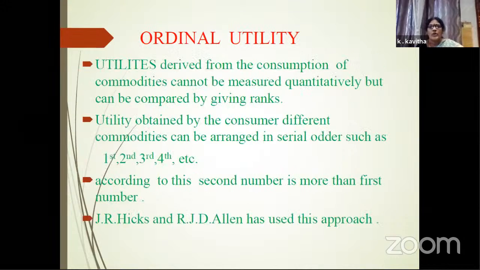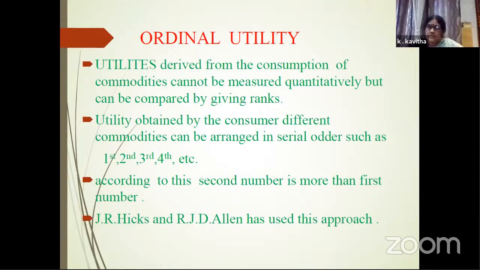The next approach is the ordinal utility. Ordinal utility means the utilities derived from the consumption of commodities cannot be measured quantitatively. Quantitatively means we can't give numbers, like we got 8 utils or 10 utils. Here we can just compare by giving ranks. The consumer can arrange the utilities obtained from the different commodities in a serial order, such as 1, 2, 3, 4, like first, second, third and fourth. If he is using the first commodity, he will get this satisfaction, he will get more utility.